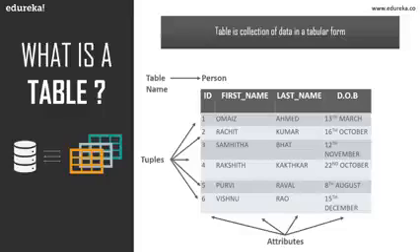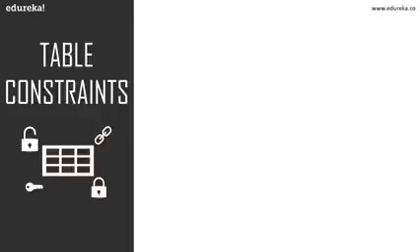Those are ID, first name, last name, and date of birth. So I hope you have understood the concept of table. Let's now understand the table constraints. So what are table constraints? In simple words, it is a restriction that are specified by the user while creating a table.